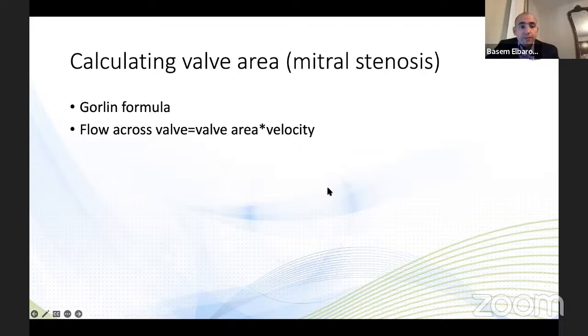And mitral stenosis, same thing. Flow across the valve equals valve area multiplied by velocity.